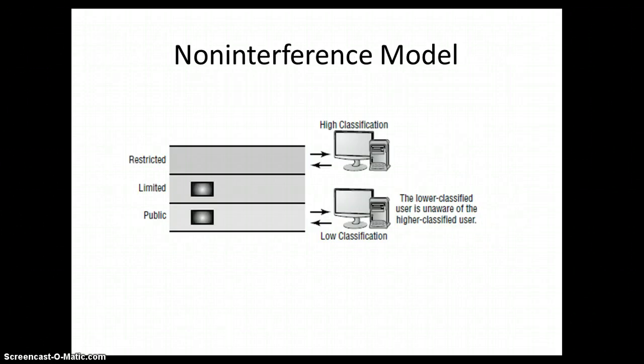The non-interference is similar, but basically you have different pipes, high class, low class, whatever the classified information could be, restricted, limited, public. It stays in that particular swim lane, and never the two shall meet. So an easy way to think of this is like SIPR and NIPR. It's totally segmented, no way to interfere with each other.